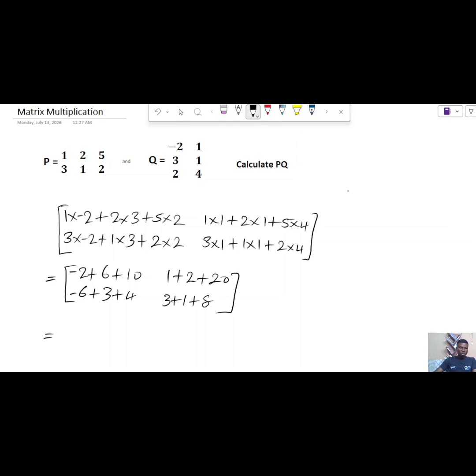And this will be equal to, now 10 plus 6 is 16 minus 2. That is 14. I have 14. And here we have 1 plus 2 plus 20 to give us 23. And here we have 4 plus 3 give us 7. Then minus 6 give us 1. And then here 3 plus 1 plus 8 is 12. So this is it. This is the final answer. So when you multiply matrix P with matrix Q, this is what you will get.